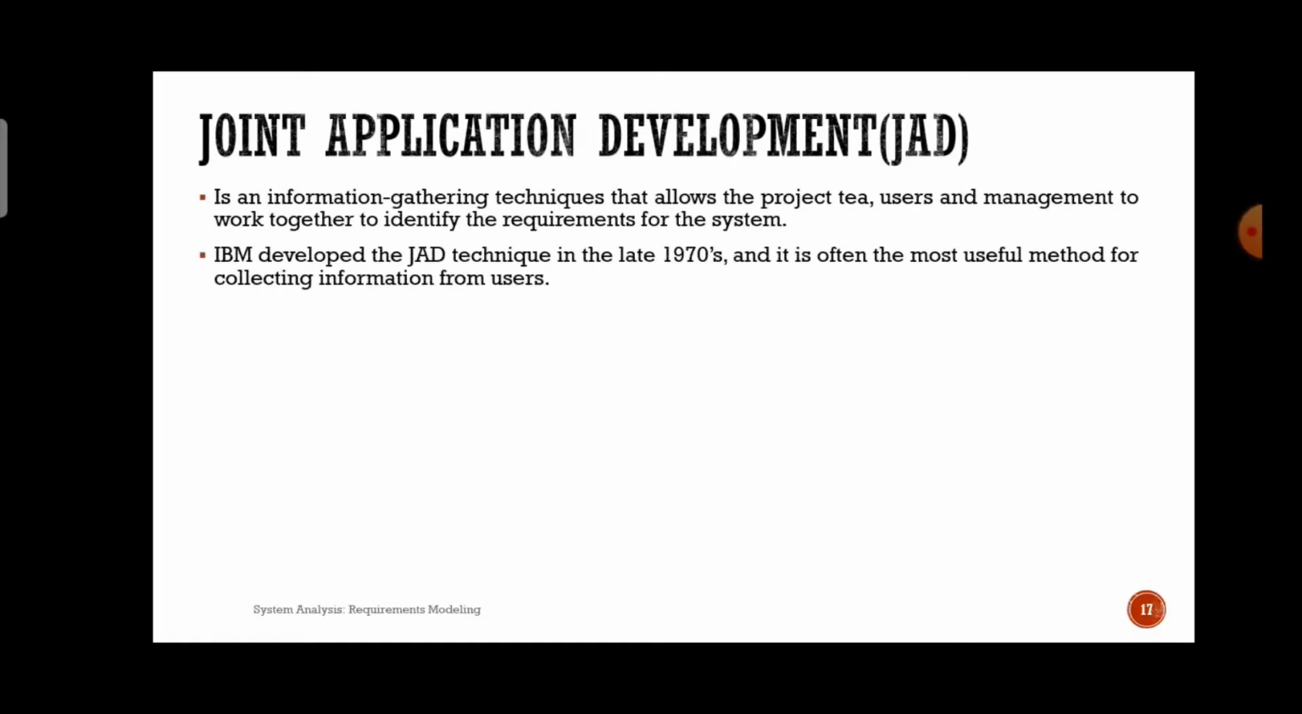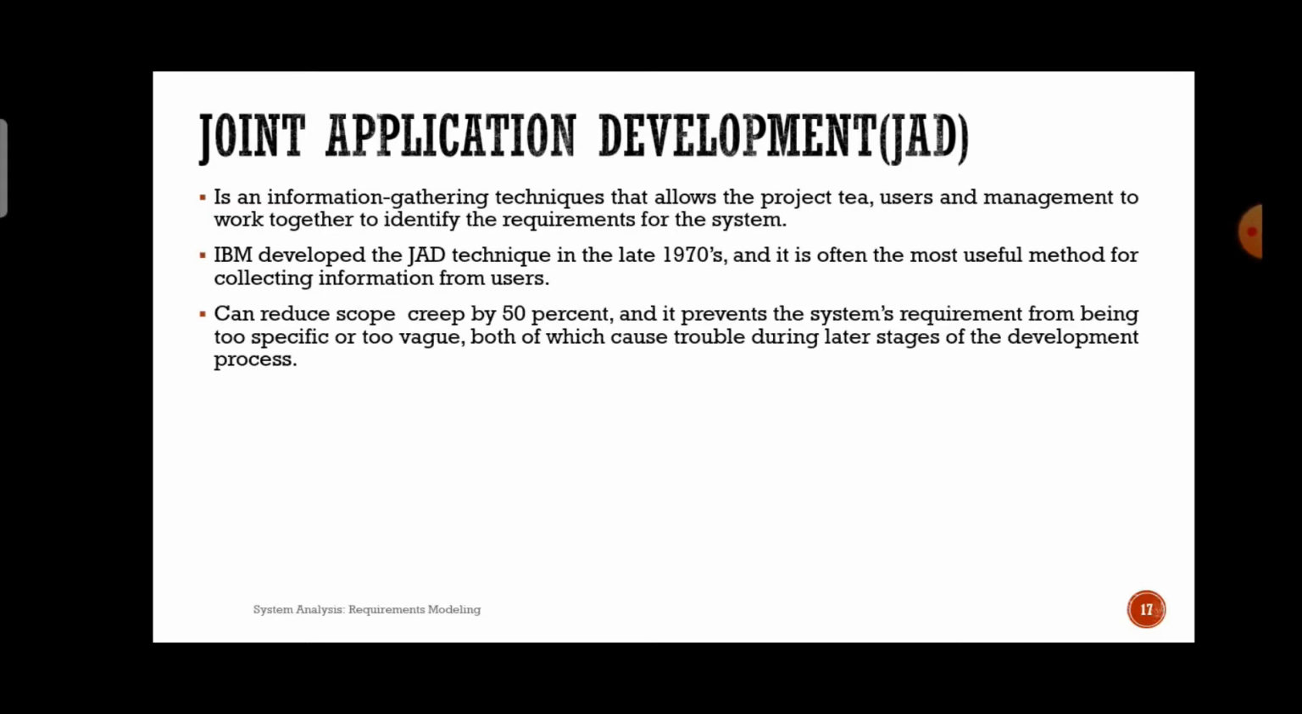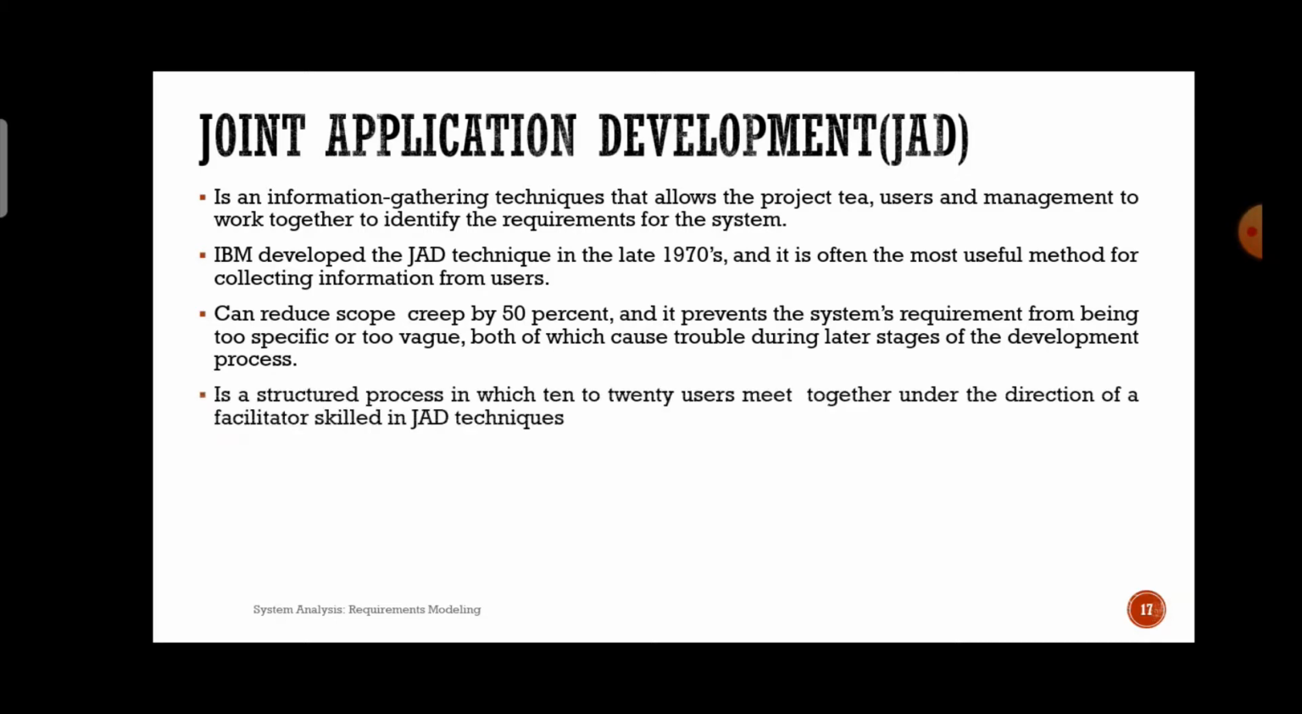So, a little history. IBM developed the JAD technique in the late 1970s, and it is often the most useful method for collecting information from users. It can reduce scope creep by 50%, and it prevents the system requirements from being too specific or too vague, both of which cause trouble during later stages of the development process.